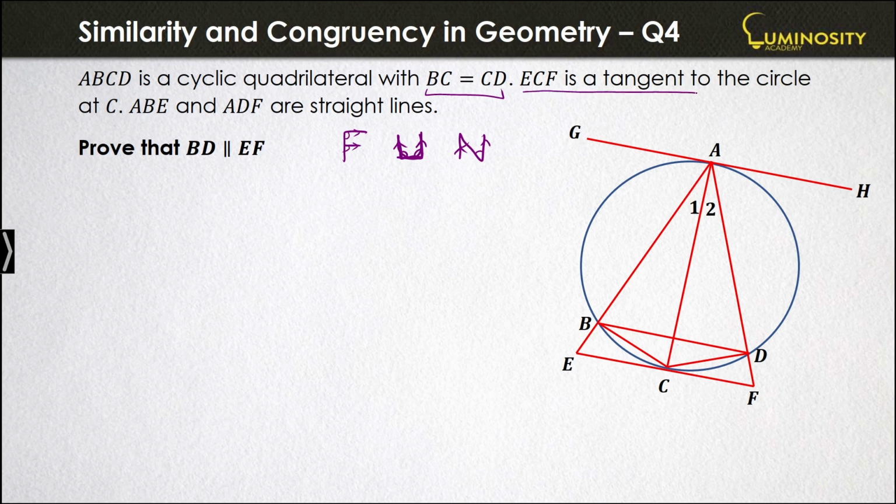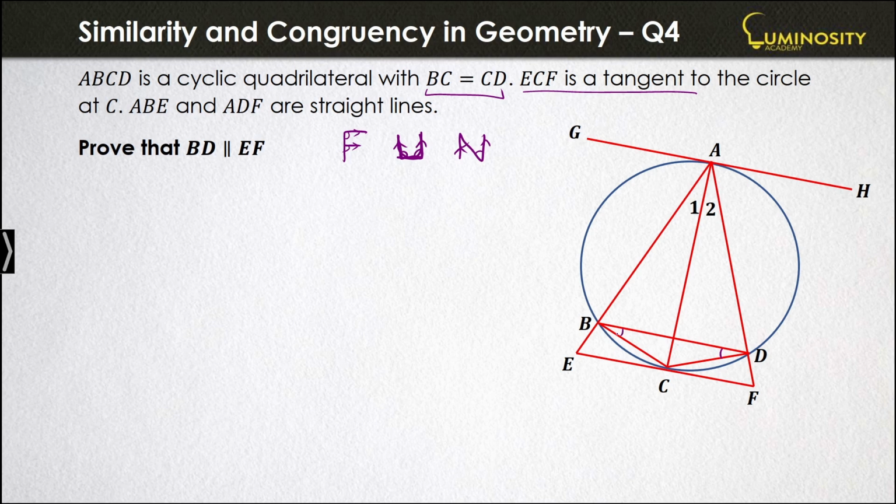Next, we were told that ECF is a tangent to the circle. Now that's helpful because there are two theorems on tangents, and the one that can help us here is the tan-chord theorem, because we have a tangent and a chord. So I'm going to look at angle CDB. CDB is this one here. And I'm going to look at angle CBD, which is this one here.